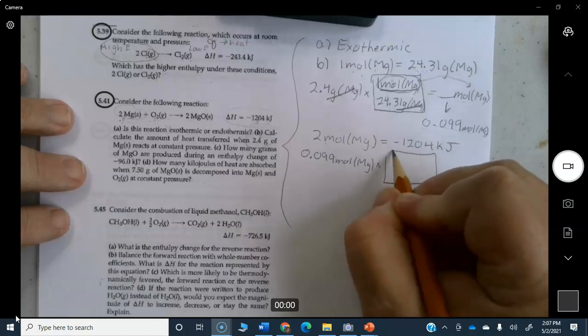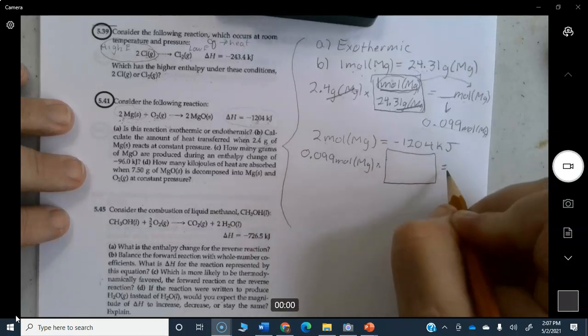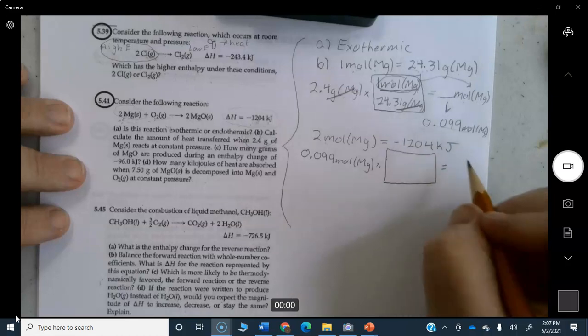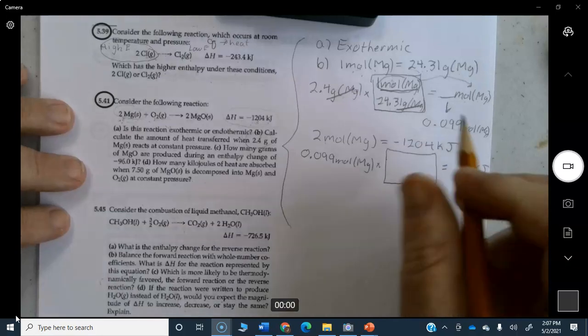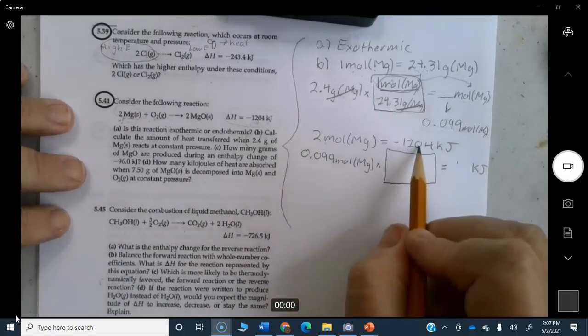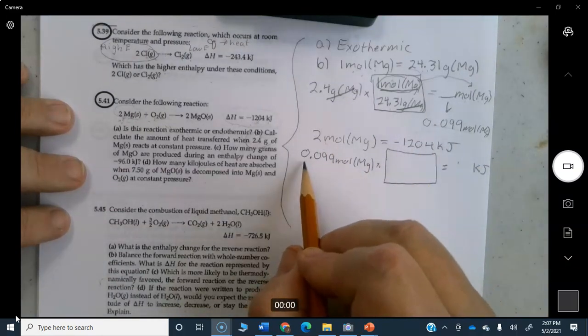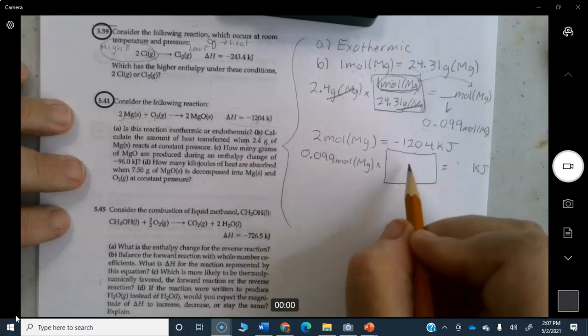And what are we trying to get to? We're trying to get to kilojoules, some number of kilojoules. In other words, we know that 2 moles produces this many kilojoules. We want to know how many kilojoules this produces. So we take this and we set it up as a ratio.